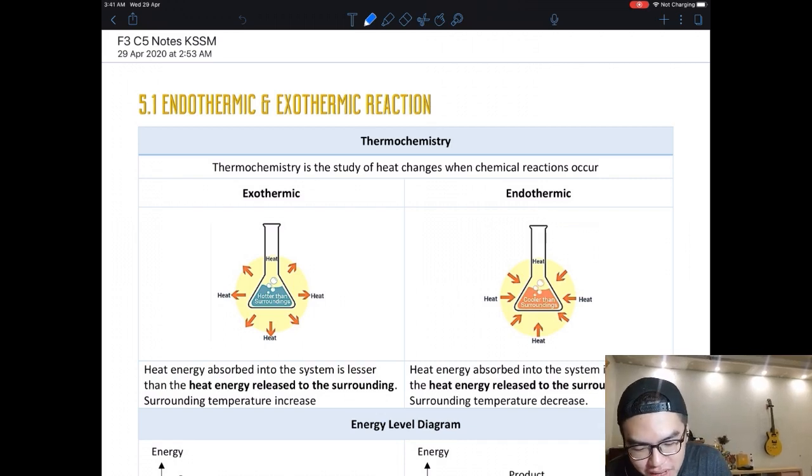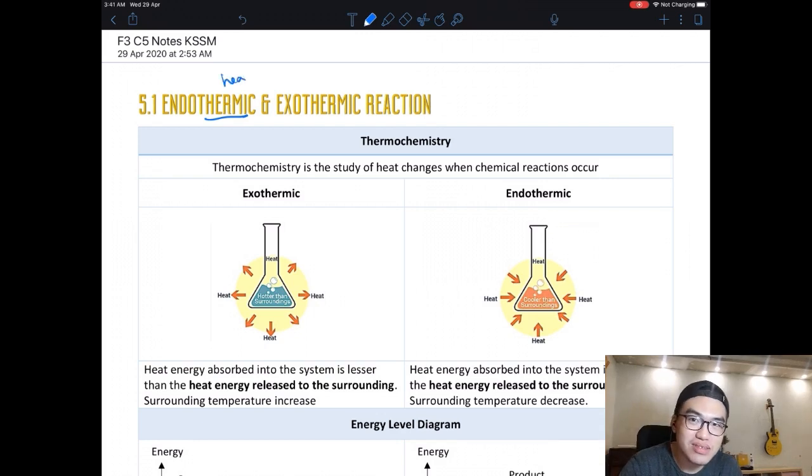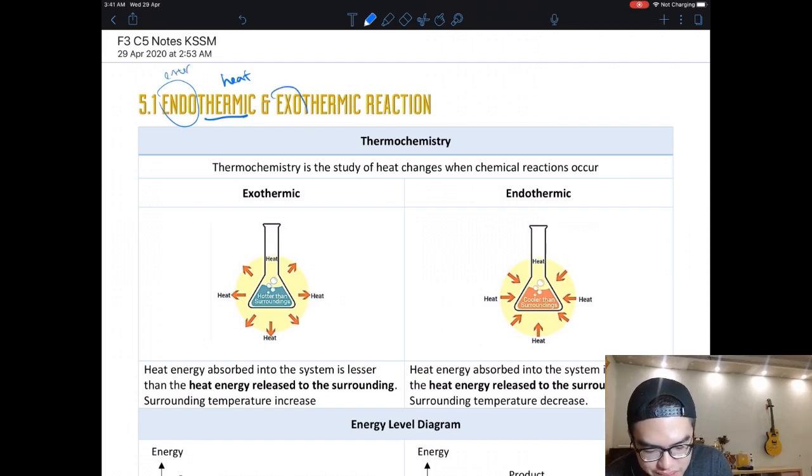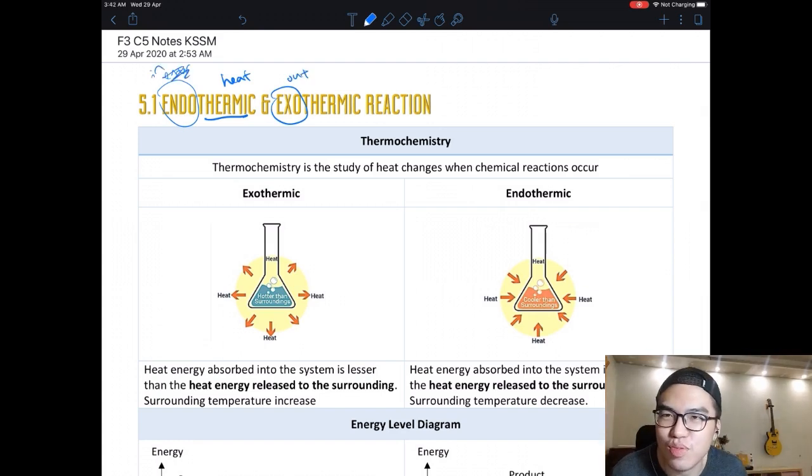Thermic means heat, like in thermometer. Endo means enter, going in. Exo means going out. Just write that in. Not that K-pop group EXO, but exo means going out. It comes from the word exit. So endo, I remember, is enter. Very common sense stuff.